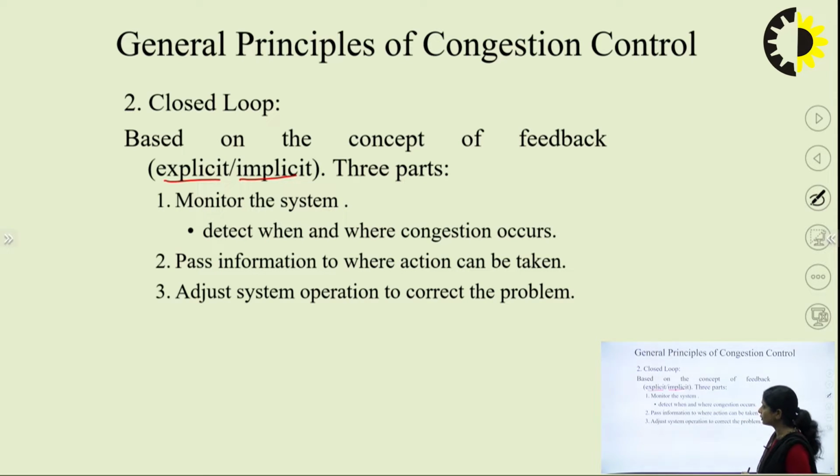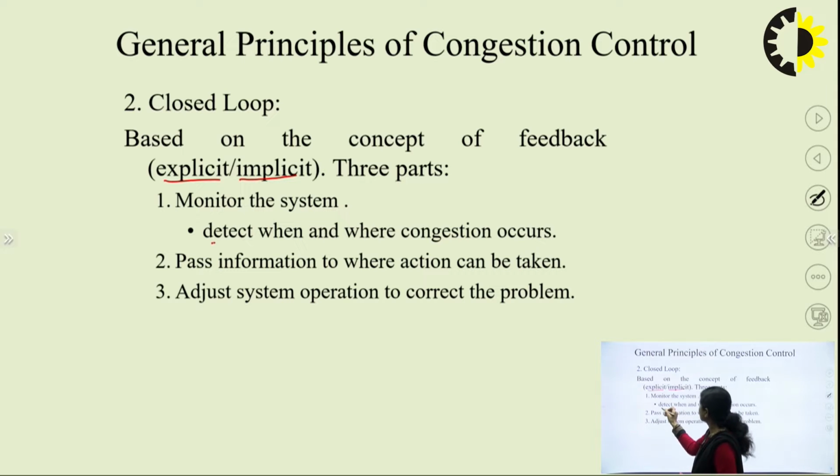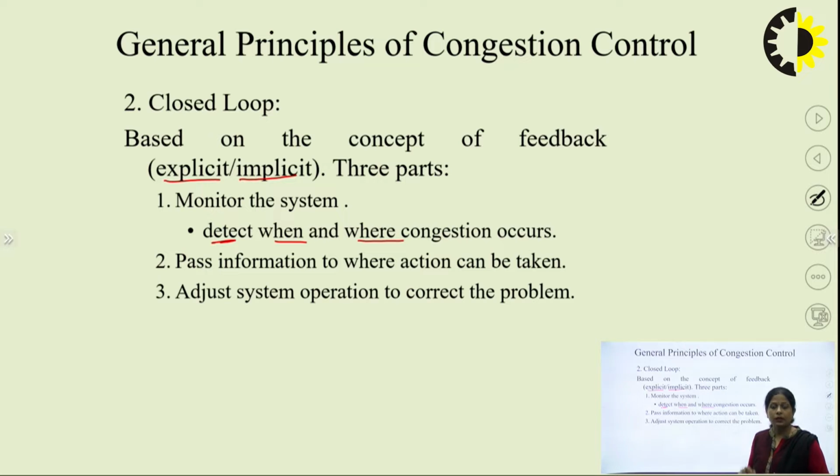Here we have three parts. What are these parts? Number one, first of all, monitor the system. While we say monitoring a system, what does it mean? It detects when and where congestion occurs. It senses the channel, it senses the network, it detects when and where the congestion occurs, then passes information to where action can be taken. Where action can be taken, there it needs to pass the information. Then adjust system operation to correct the problem. So that is how the closed loop environment is working.